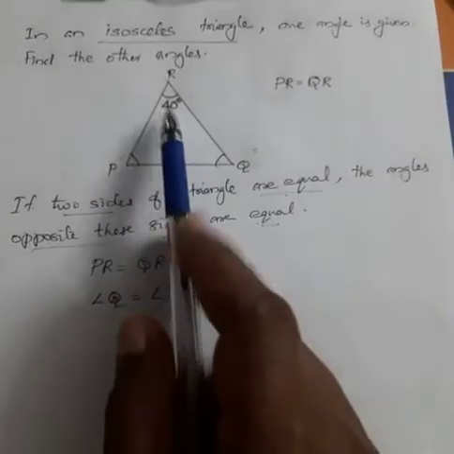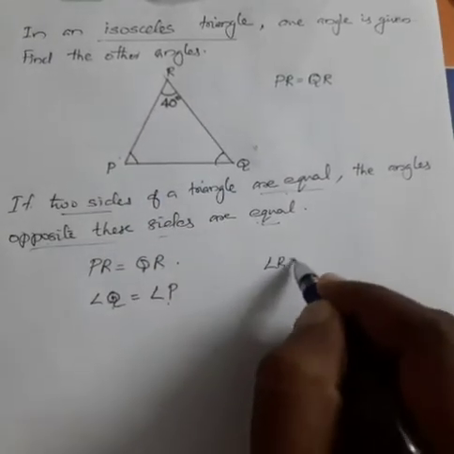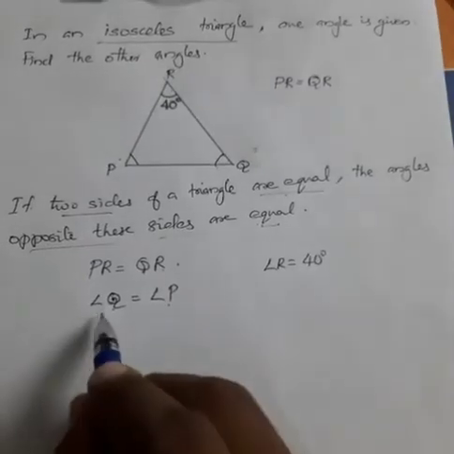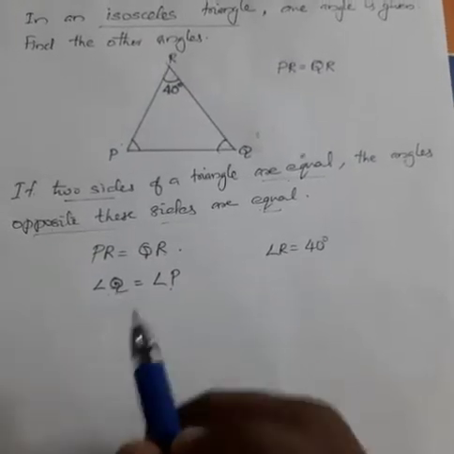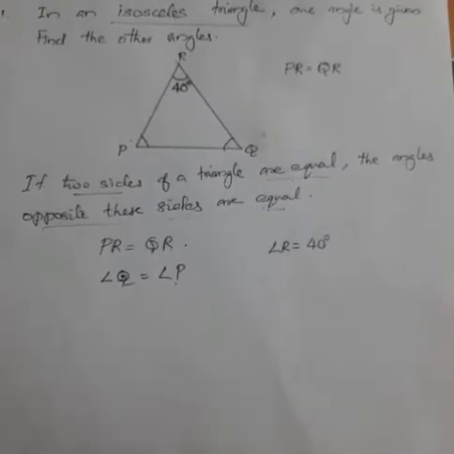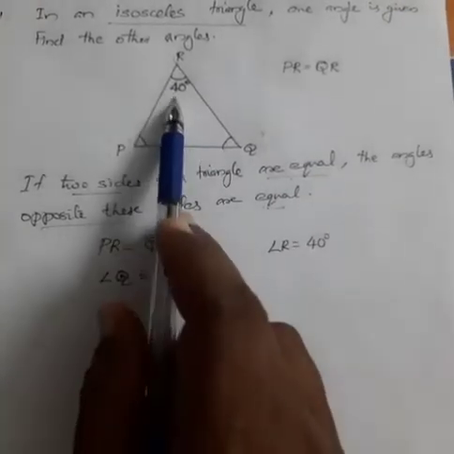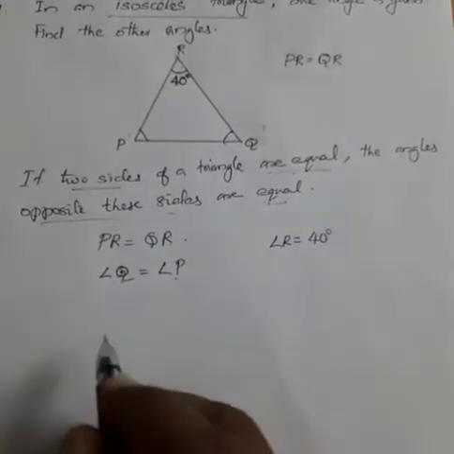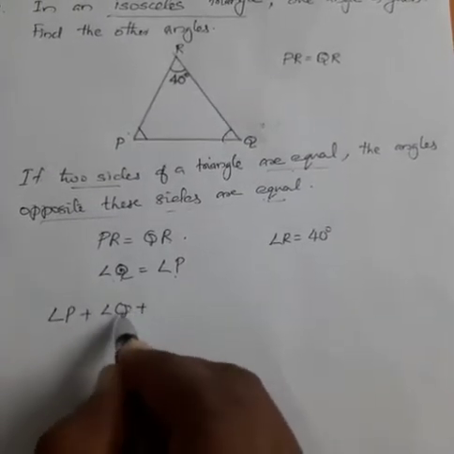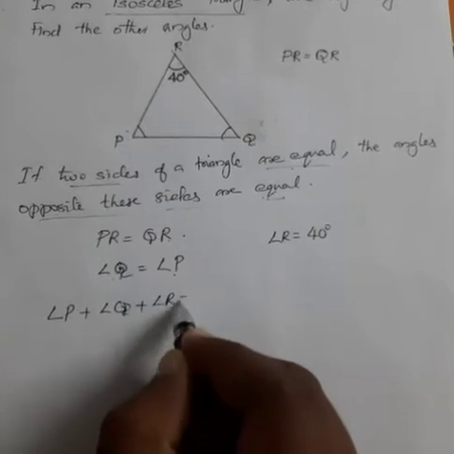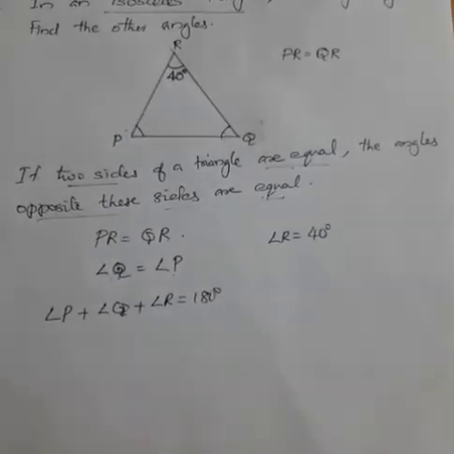In that, angle R is given as 40 degrees. You have to find out angle Q and P. So the sum of three angles of a triangle is 180. So angle P plus angle Q plus angle R is equal to 180 degrees.